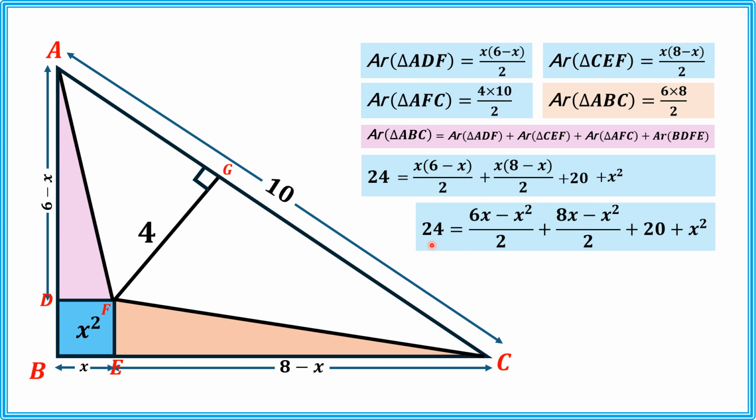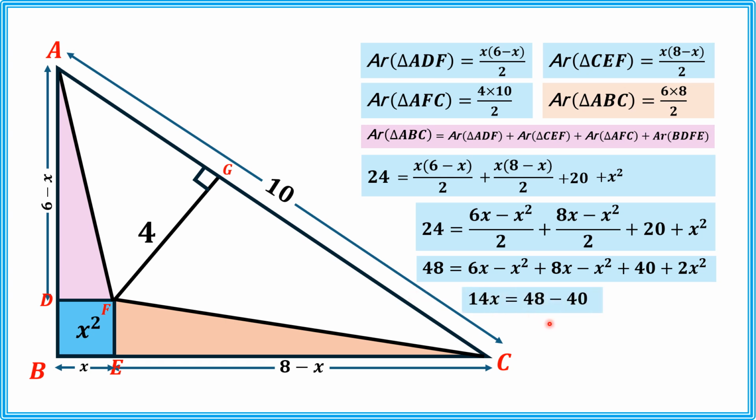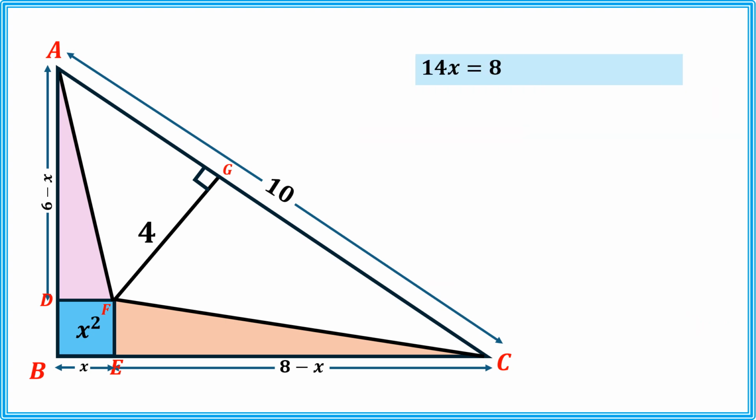Multiplying both sides by 2, we get 48 is equal to 6x minus x square plus 8x minus x square plus 40 plus 2x square. Minus x square and minus x square become minus 2x square, which cancels out with plus 2x square. 6x plus 8x is 14x, and taking this 40 to the left, we get 14x is equal to 48 minus 40. From here, 14x is equal to 8. Dividing both sides by 14, we get x is equal to 4 over 7.